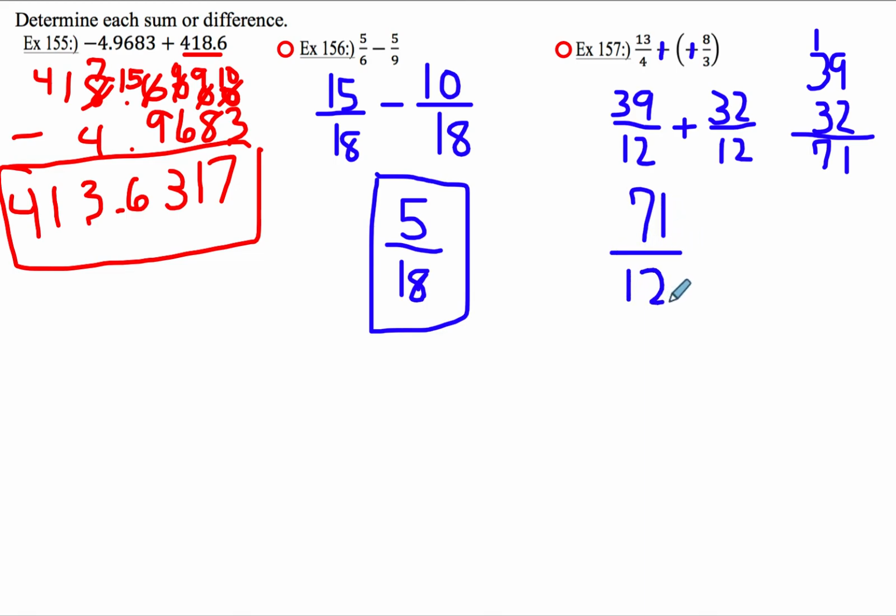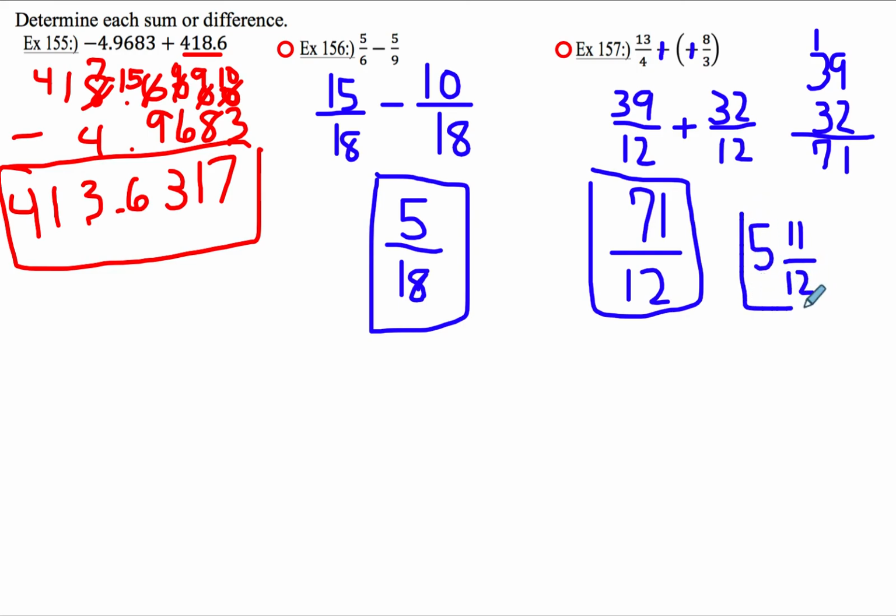If you want to do it as a mixed number instead, you would just need to long divide it. 12 goes into 71 almost 6 times. This would actually be 5 and 11/12, because 12 goes into 72 6 times, and this is just 1 less than that. So this could be answered as the mixed number 5 and 11/12, or you could just leave it as 71/12.